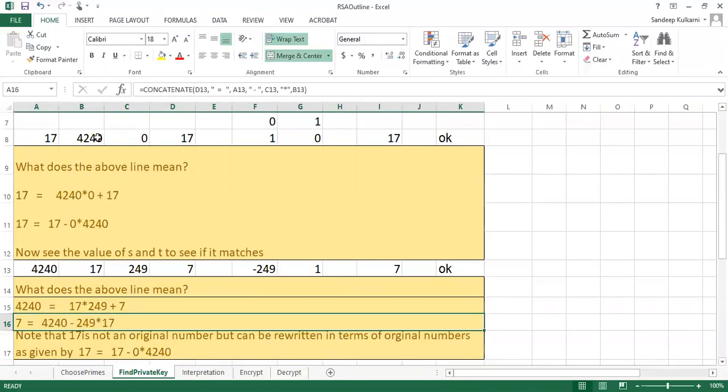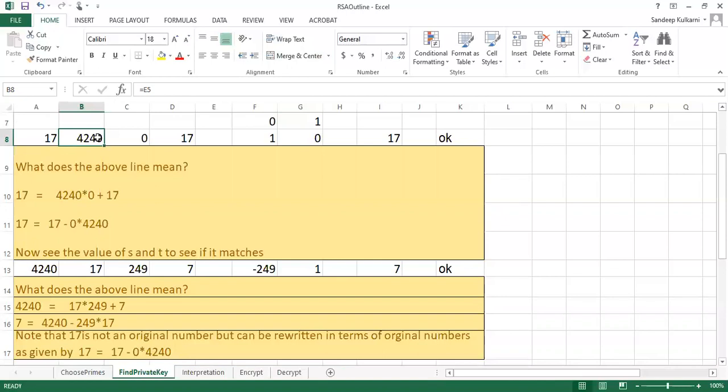So the next thing we're going to do is start with the numbers here, which are 4240 and 17. Normally, we would have avoided this step if we were doing this work by hand, but because of the way the spreadsheet is written, we started first with 17 as the first number and 4240 as the second one. But anyway, the next thing that we have is 4240, 17. The quotient is 249. The remainder is 7.